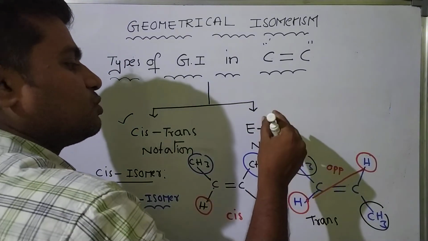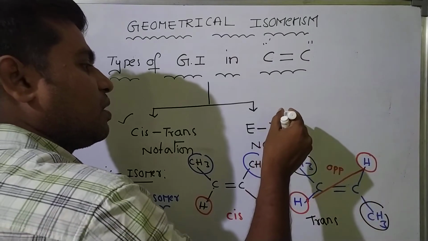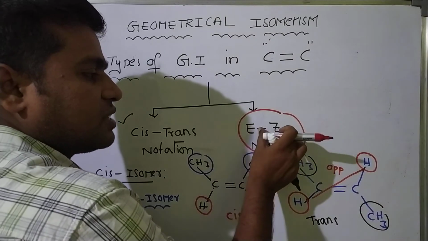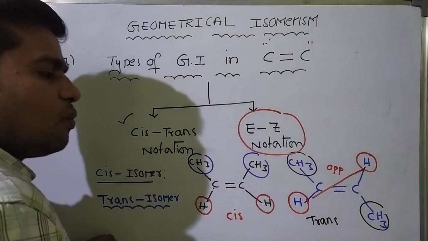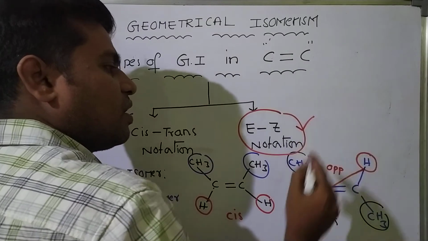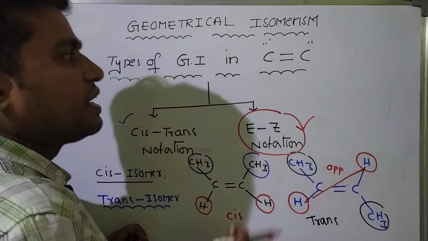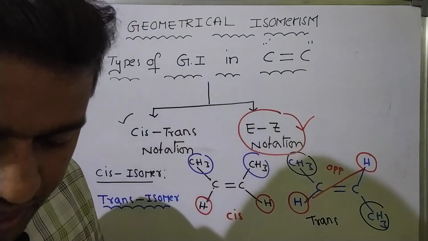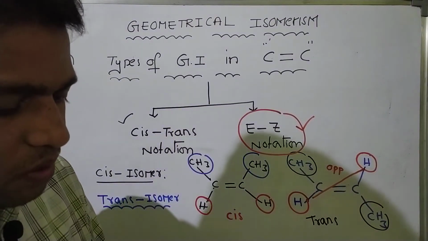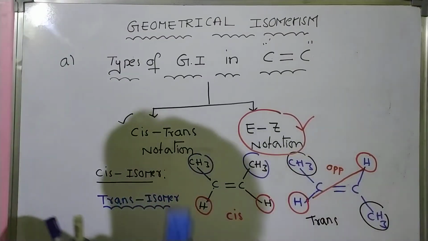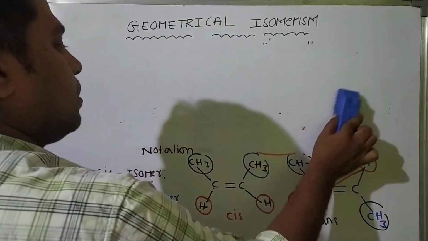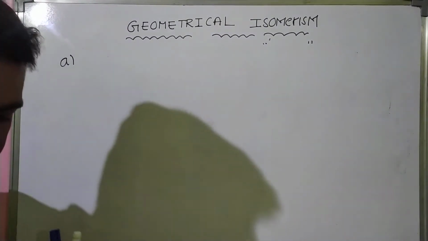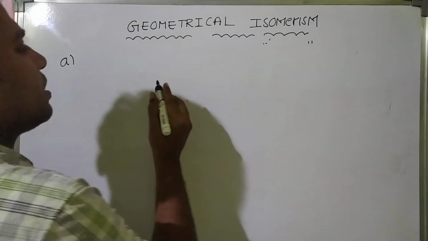Now we will learn geometrical isomerism, the most important EZ notation. Why was this EZ notation introduced in chemistry in case of geometrical isomerism? Before going to this, we will consider one more compound. Very, very important, very easy to understand.